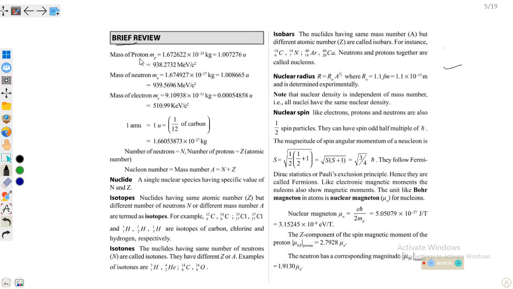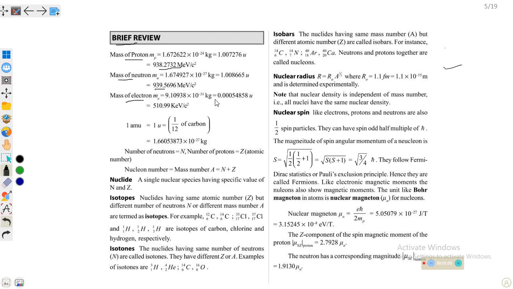The first is the mass of proton, which is equal to 1.67 × 10^-24, and if we convert it into atomic mass units, it will be 1.007276, and its value in electron volts will be 938.27 MeV/c². This is its relativistic mass. Next is the mass of neutron, which is 1.6749 × 10^-27 kg, and so on, and you can see its relativistic mass.